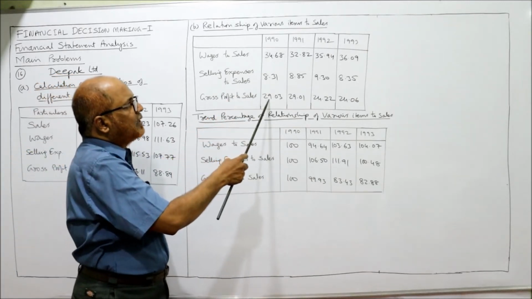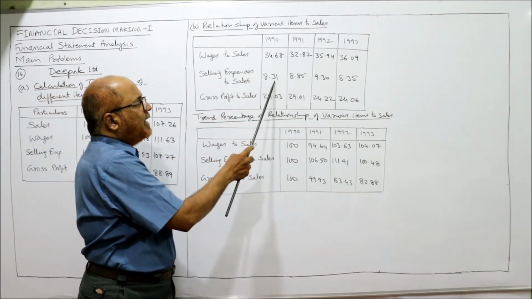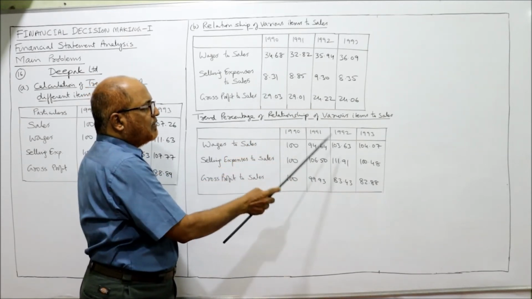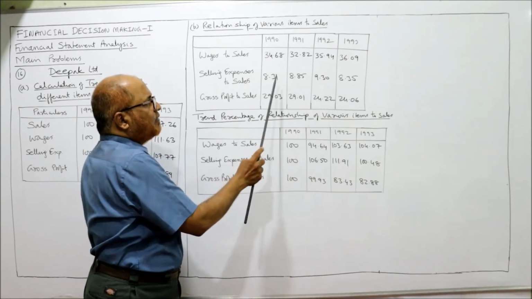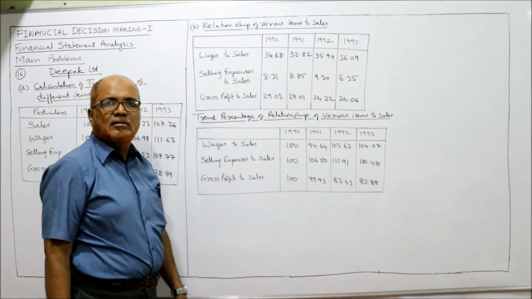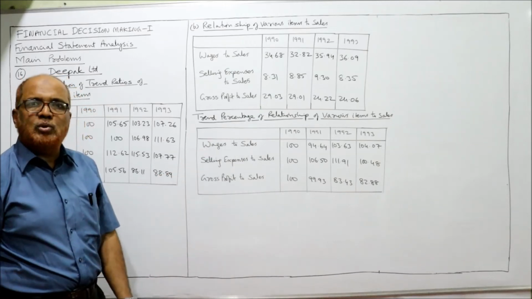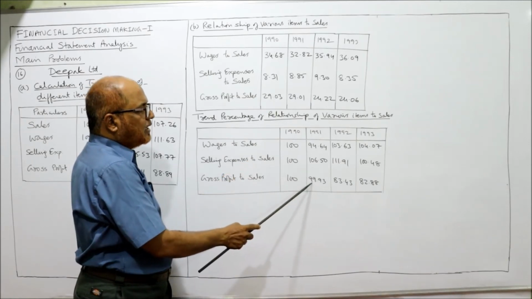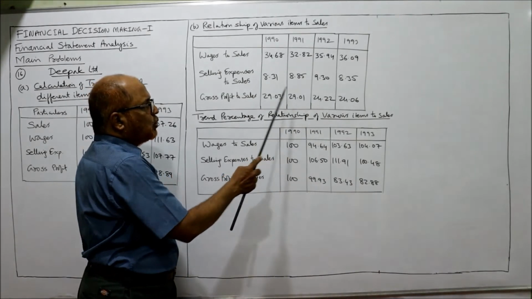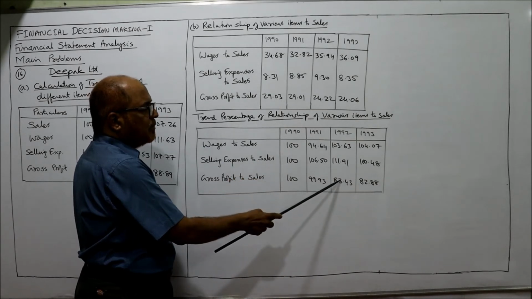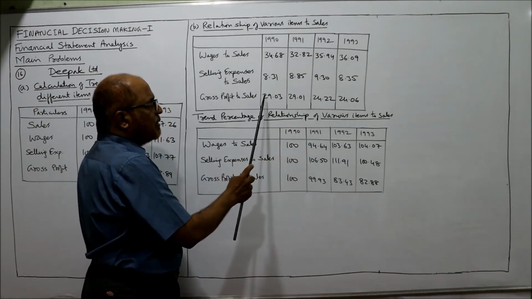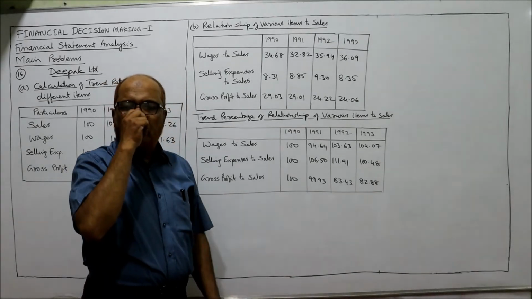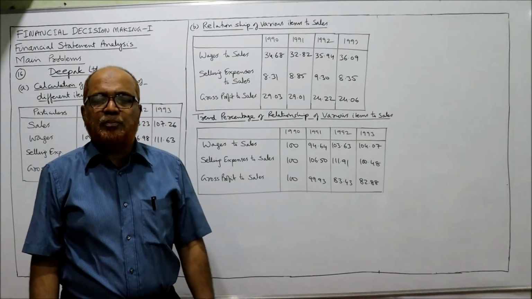Base year is this one. So 8.85 divided by 8.31 into 100, 106. 9.30 divided by 8.31, 111. 8.35 divided by 8.31, 100.48. Similarly, gross profit to sales. So 29.01 divided by 29.03 into 100, 99.93. 24.22 divided by 29.03 into 100, this one. 24.06 divided by 29.03 into 100, 82.88. That's all. This is the end of 16th problem.